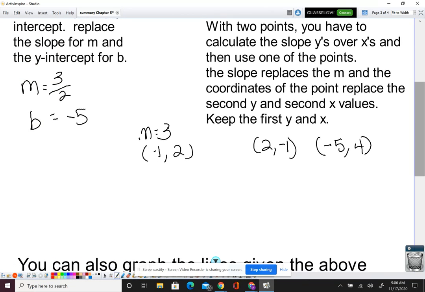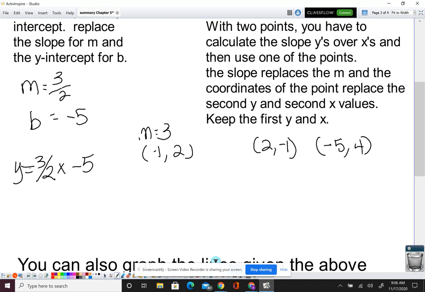Given a slope and a y-intercept, create the equation of the line. Replace the slope, replace the y-intercept. It's that simple when you have a slope and a y-intercept.